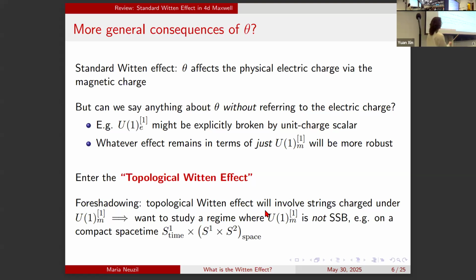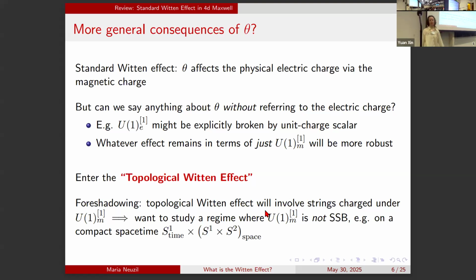Okay, so one way that we can do this is we can put the theory on some compact manifold to prevent the symmetry from being spontaneously broken. And here I'm just choosing a maybe odd-looking choice, S^1 times S^1 times S^2, but this really just ends up being a very convenient choice for interpreting some equations that I'm about to show you.